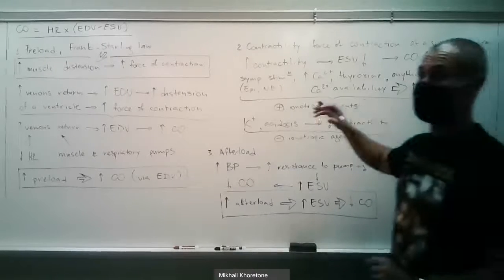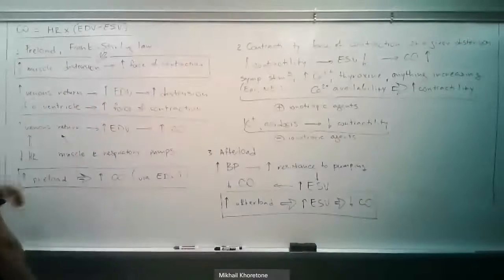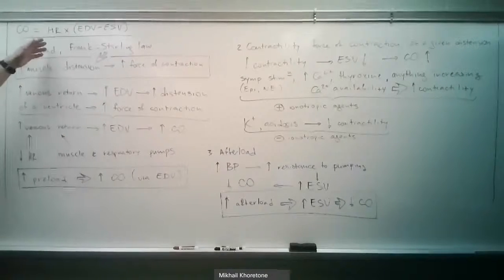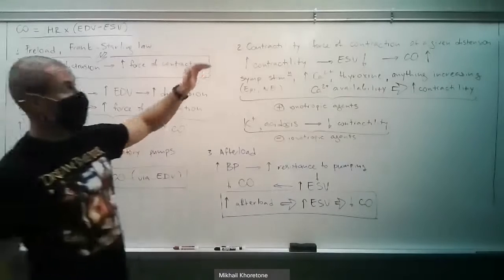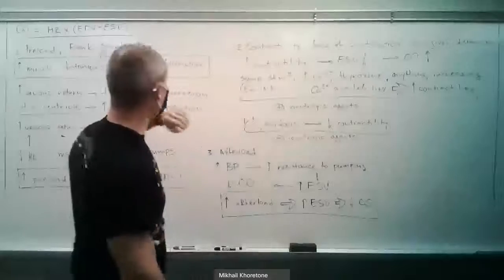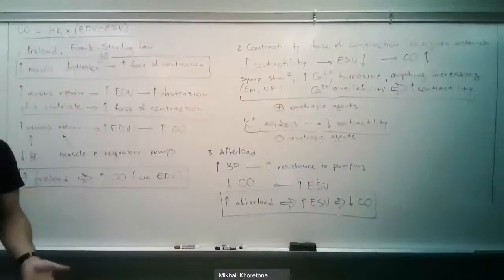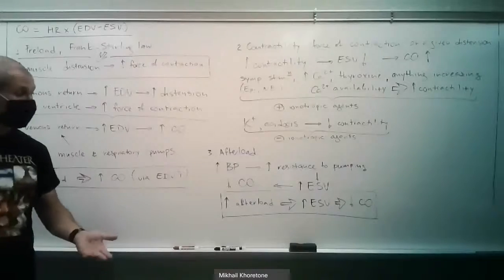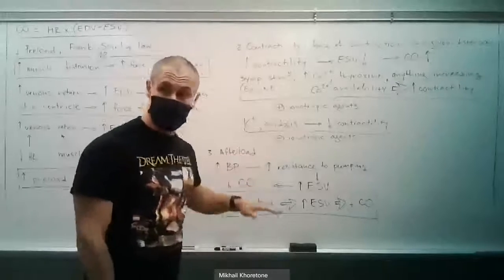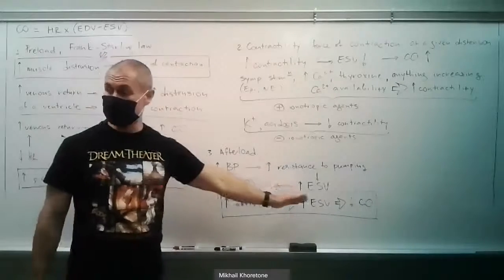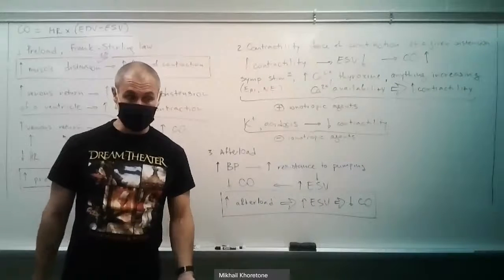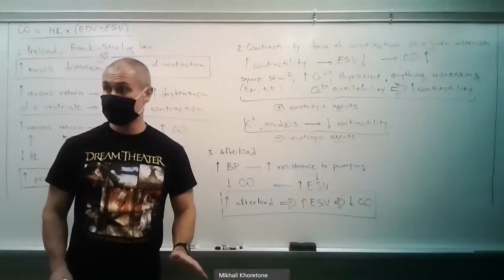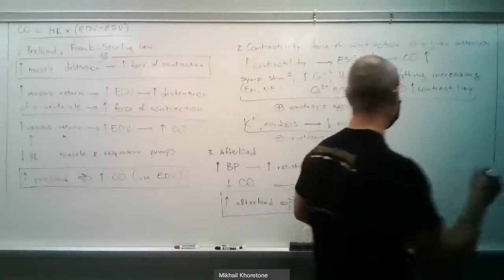To kind of wrap it up. High preload, equivalent to high EDV, which means elevated stroke volume, elevated cardiac output. Does that make sense? High contractility responds to lower ESV, higher stroke volume, higher cardiac output. High afterload, though, responds to higher ESV, lower stroke volume, lower cardiac output. We good? Okay, heart rate regulation.